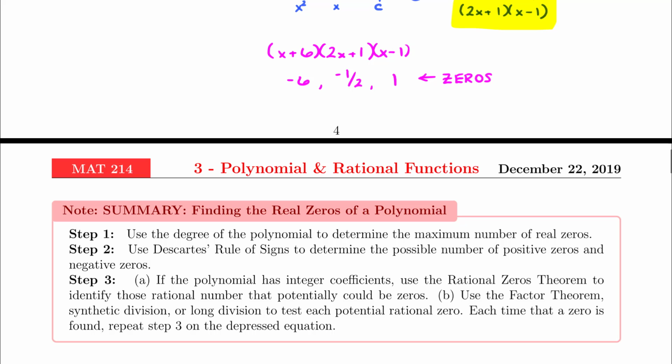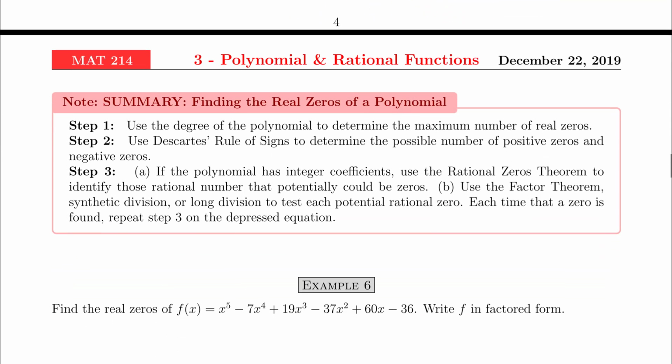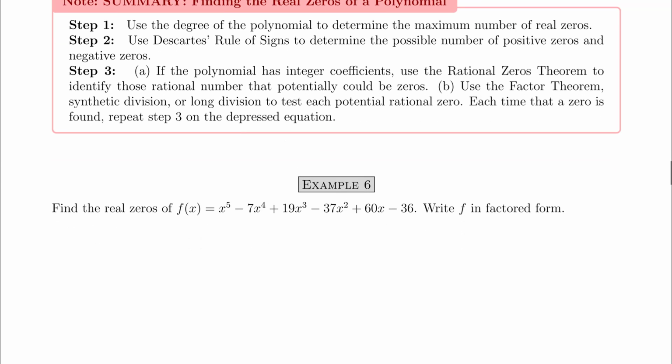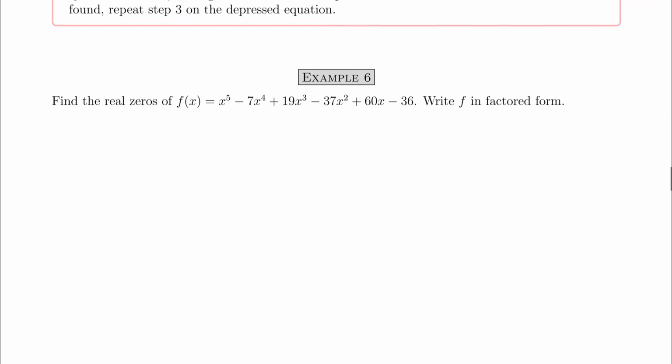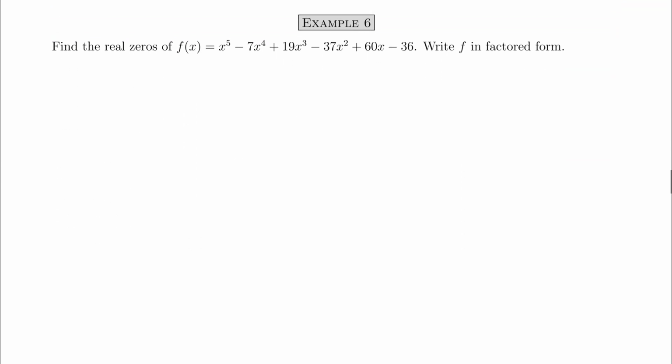No audio issues either. So we've gone through Descartes' rule of signs, we've gone through the potential rational zeros theorem, and we've gone through the factor theorem. And we've put all that together to write out the factored form of a polynomial in example 5. We're going to apply that one more time here in example 6. This one's an entirely new problem, so we're not building off anything that we've already done.